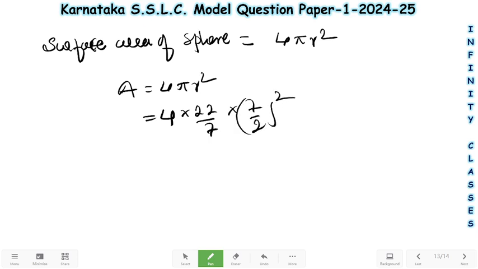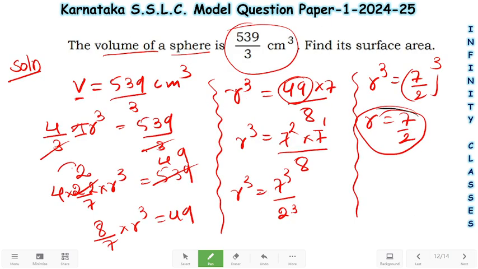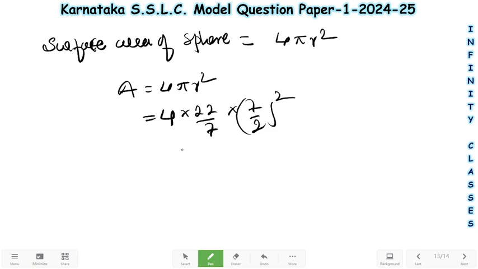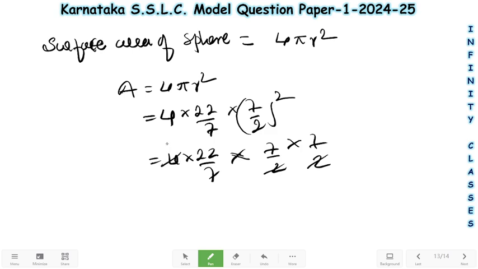Because r we just calculated, r is 7 by 2. So this value I am using here, 7 by 2 whole square, then 4 into 22 by 7 into 7 by 2 square. This can be written as 7 by 2 into 7 by 2. Here the 4 is cancelled, then one 7 will get cancelled. Now 22 into 7 remains. 2 11s are 22, cancel, then 2 twos are 4, cancel here.